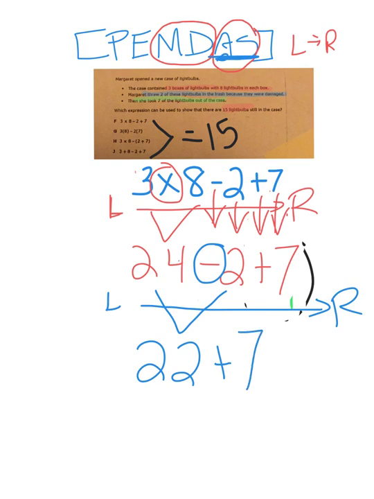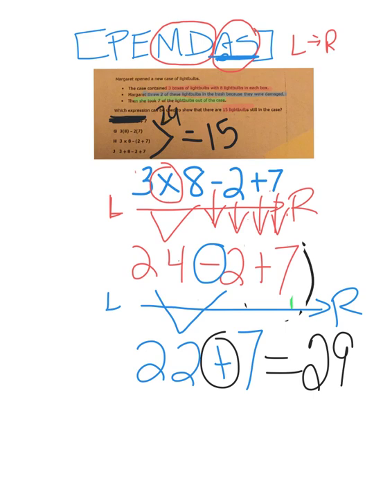When we're down to one operation, we can solve. 22 plus 7 is 29. That is not 15, so that means F would not be correct, if I can cross that out. And you can even write next to it that it's 29. This pen doesn't work very well, but I would write 29 there.